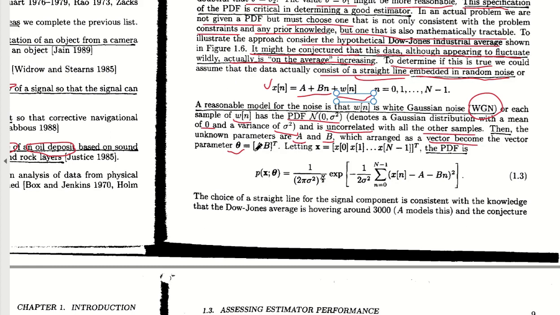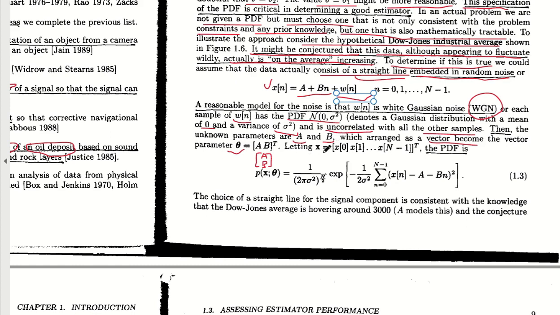Oftentimes we can see that as a column vector A and then B. If we recall, previously we talked about a parameter which is one single parameter or a group of parameters, for example, this one, a group of two parameters A and B. So it could be one, or it could be two, or it could be many parameters.